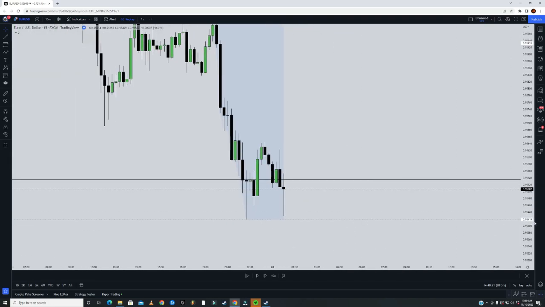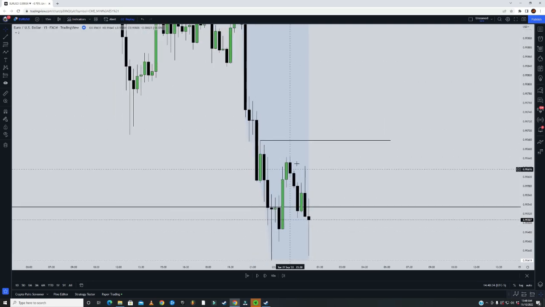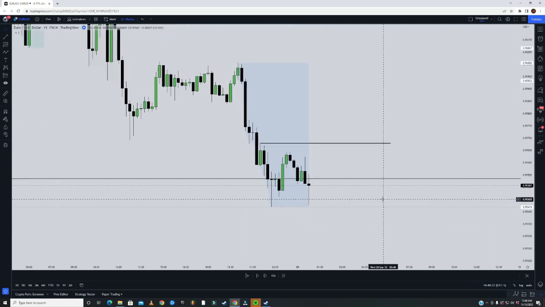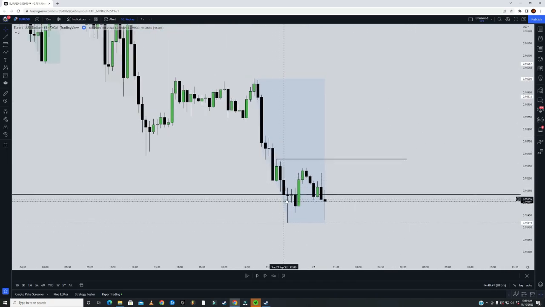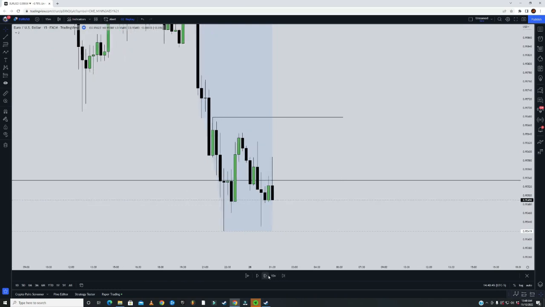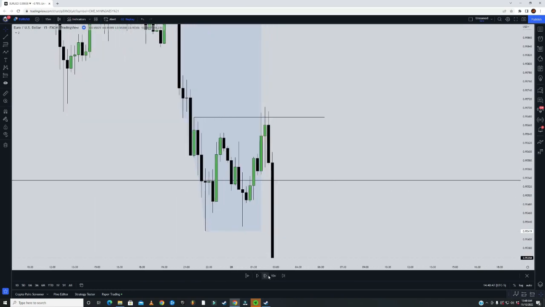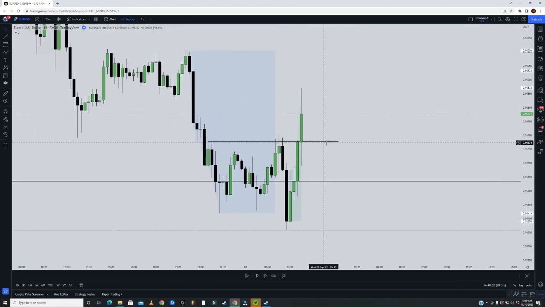So as you can see, before sweeping the liquidity, price left a structure, right? It was not created after sweeping the liquidity, but it was created before price went and took the liquidity, right? As you can see, we have the boom, boom, and then we have a low. So this is a structure. So you wait for the price to break the structure. And boom, this is your market structure break.